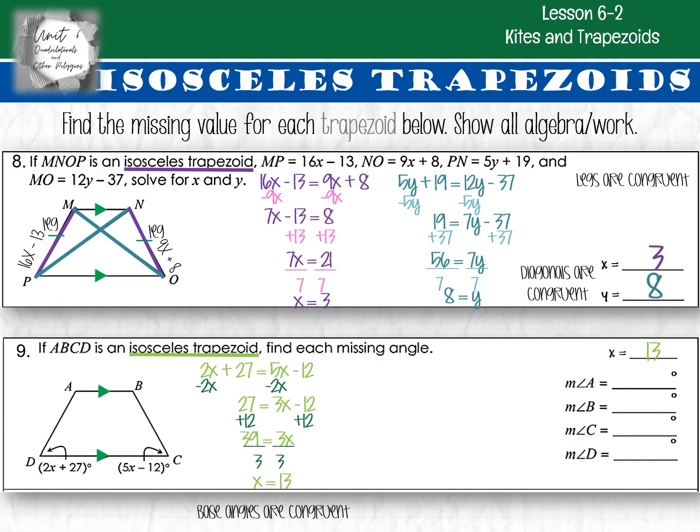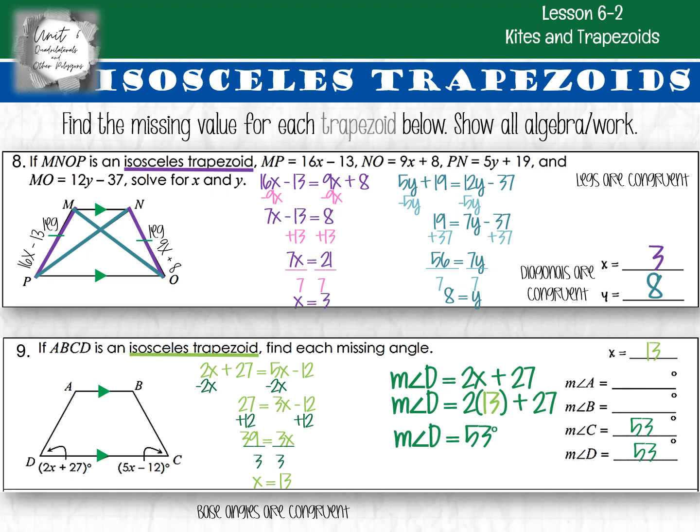Okay. That is not everything they wanted. They wanted the measure of all the angles. So let's plug it into the measure of angle D. Why? It's on the left. I got it first. Who cares? You could put it in angle D or angle C. They're going to be the same. We know x is 13. Plug it in. The measure of angle D is 53. So both angle C and angle D are 53. The other ones are going to be supplementary to that. So subtract the 53 from 180, we get 127, and that's the measure of angle A and angle B.